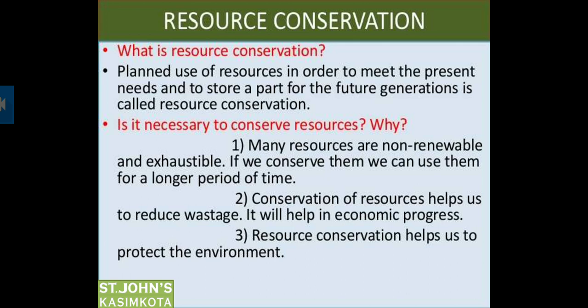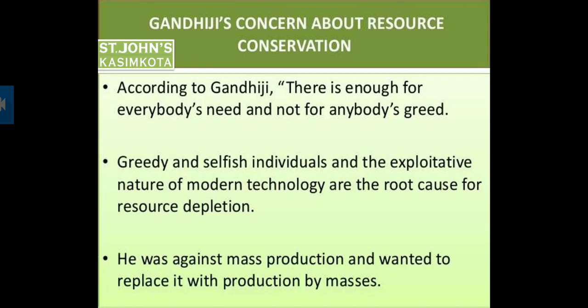For example, Gandhiji was very apt in voicing his concern about resource conservation in his verse. What did he say? Let us see. He said, "There is enough for everybody's need and not for anybody's greed." He placed the greedy and selfish individuals and exploitative nature of modern technology as the root cause for resource depletion at the global level. He was against the mass production and wanted to replace it with the production by the masses. So that's what Mahatma Gandhi meant.